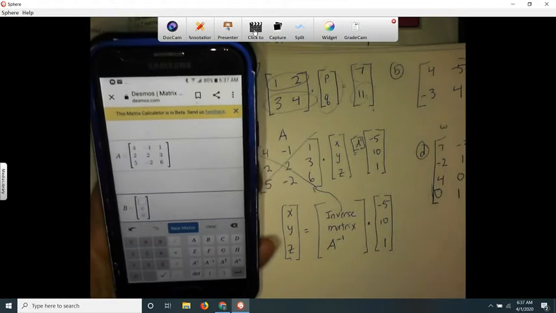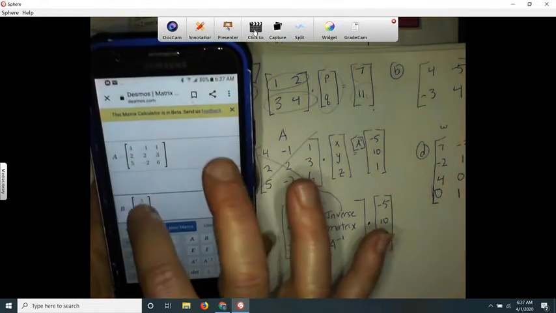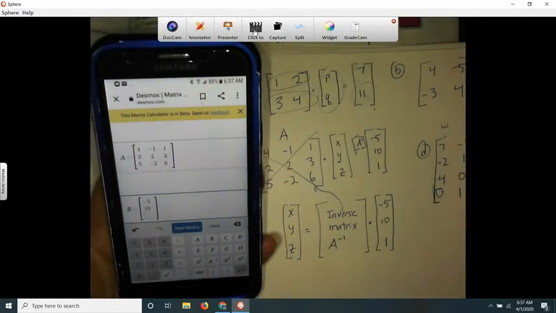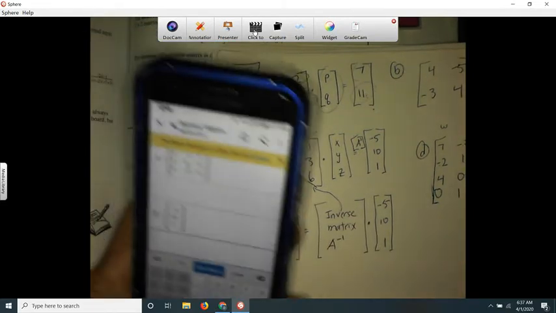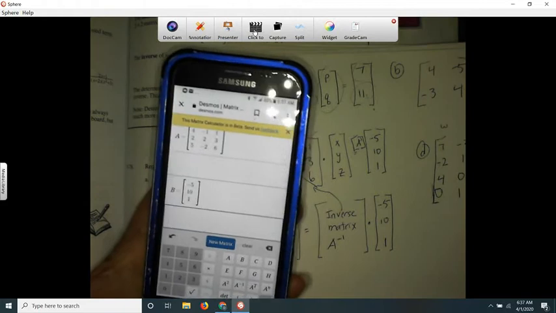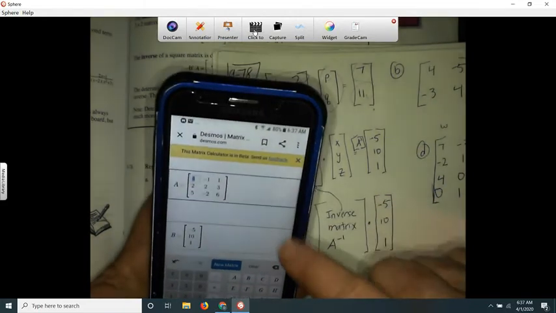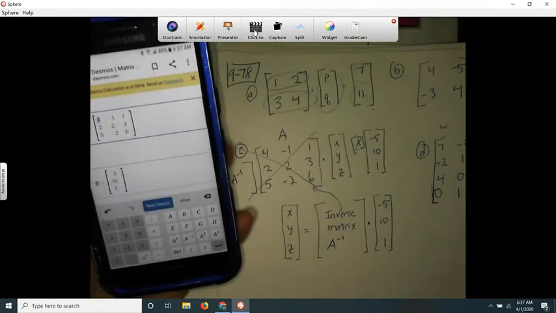For you guys, this is probably very fast. For me, not so much. The typing part is the part that kills me. There we go. Okay, so now the calculator is just keeping track of my stuff. I've got 2 matrices. Now I can do whatever I want with my 2 matrices.